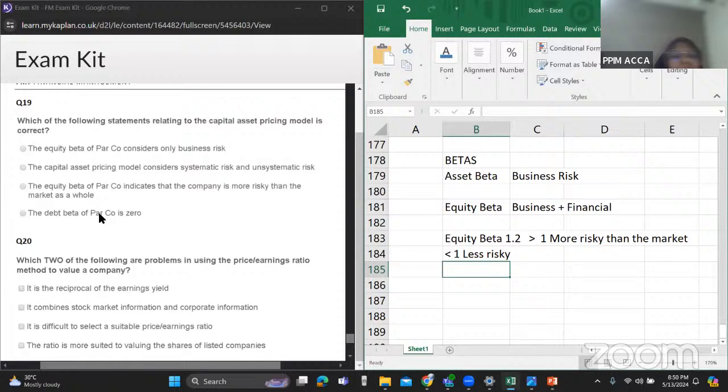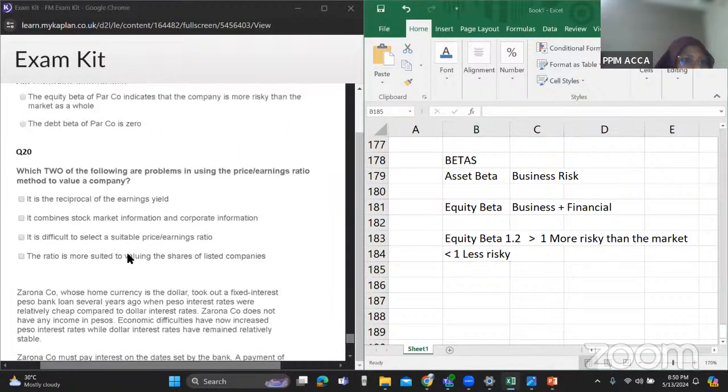So for all questions throughout the syllabus, we make this assumption: debt beta is always 0. But we don't even talk about debt beta. We don't even explain what debt beta is. Although we make that assumption, that is not true in real life. And in this particular instance, PAR company, they are not saying anything about the debt beta being 0. So D can't be the answer.